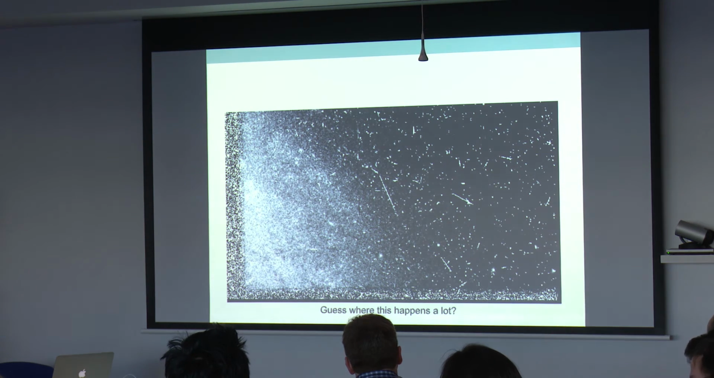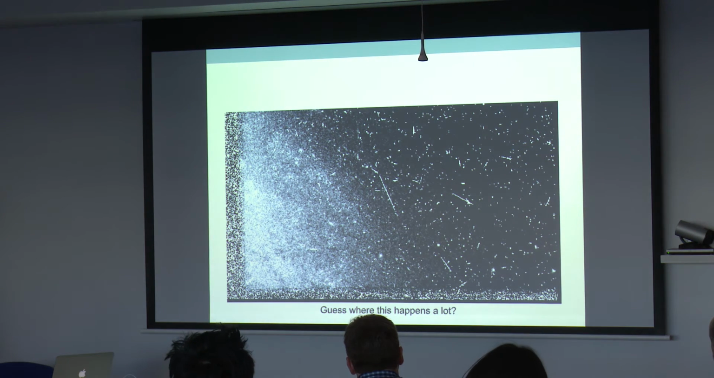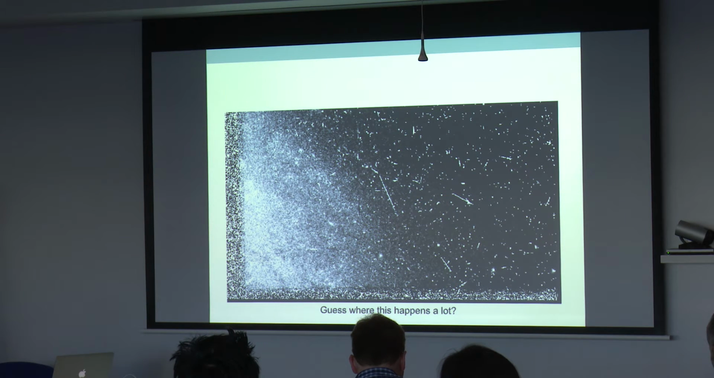What about this stuff? What's this? A mess, isn't it? Pollution. These are actually the cosmic rays, and there's a lot of them. Can you guess where this happens a lot? Towards the centre of the galaxy. Well, space. Someone said space. I heard a whisper: space.